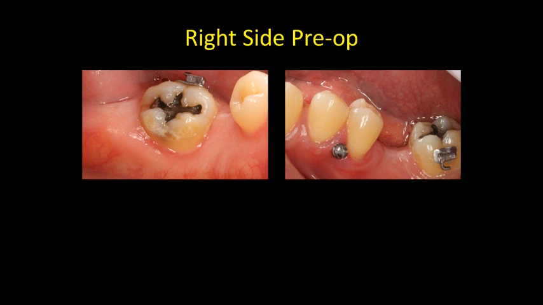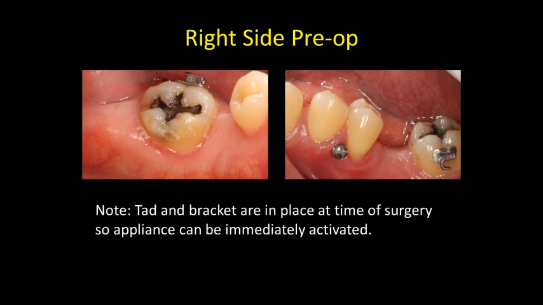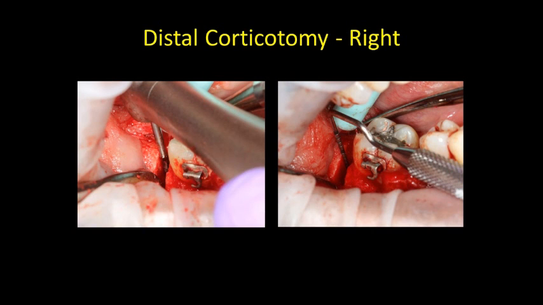The right side pre-op. Note the TADs and brackets are in place at the time of surgery, so appliances can be immediately activated. Here's the corticotomy cut on the distal, and you can see that we're going down on the right. That cut is probably going down about 7 millimeters.